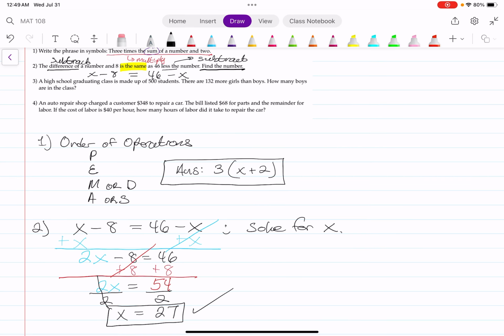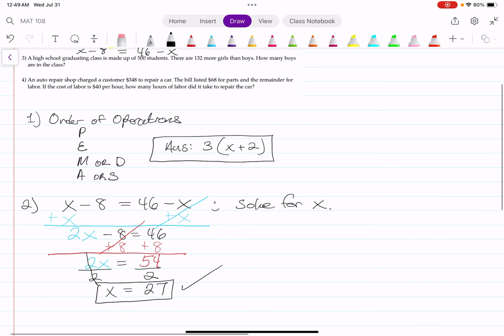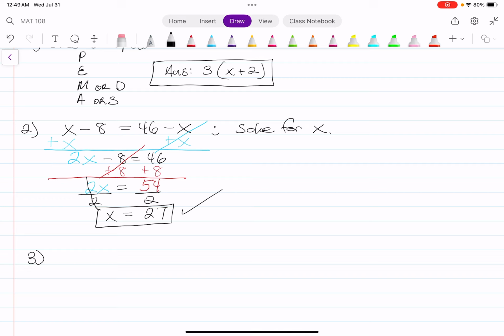Question 3. So let's read it. A high school graduating class is made up of 500 students. There are 132 more girls than boys. How many boys are in the class? So for number 3, let's take that key piece of information that we have girls and boys in the class. So I want to write down kind of a setup. So the boys in the class plus the girls in the class equals the total number of students in the class.